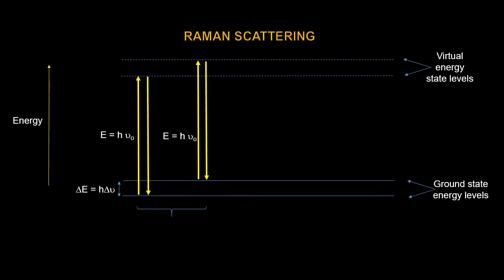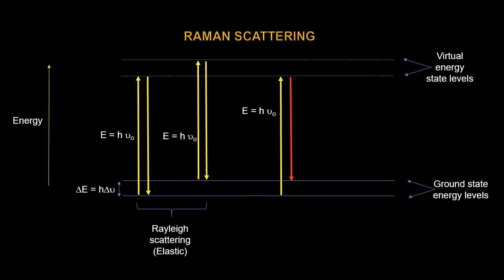Instead, if a molecule goes to the virtual energy state by absorption of radiation with the energy h nu 0, then comes back to the ground state by scattering of the radiation with the energy h times nu 0 minus delta nu, this type of scattering is known as Stokes scattering.